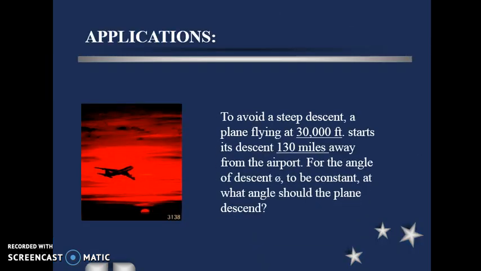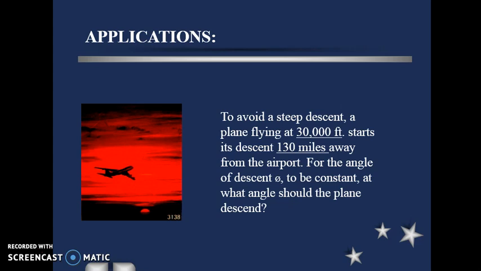The first application that we are going to solve together talks about the plane, the earth plane. This is a real-life application to apply trigonometry. To avoid a steep descent, a plane flying at 30,000 feet starts its descent 130 miles away from the airport. For the angle of descent theta to be constant, at what angle should the plane descend?